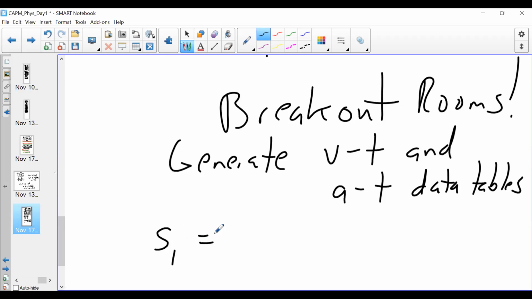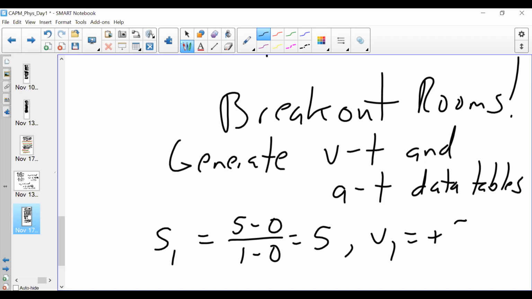So let's say this is a sample slope. Again, this is not for your data. Let's say 5 minus 0 over 1 minus 0. That slope is just 5. But in velocity terms, that's going to be positive, because it's positive. So this first slope corresponds to a first velocity at 0.